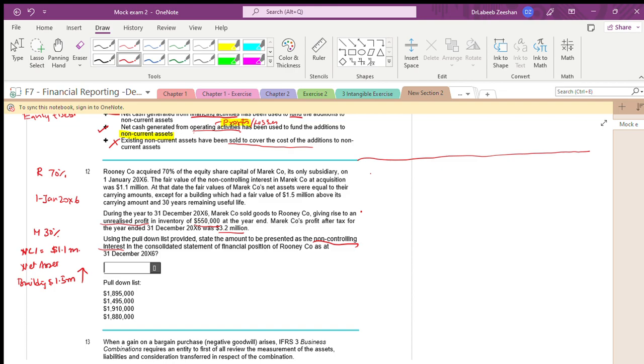What is the formula for how we have to do the NCI? Fair value of NCI, plus 30% of post acquisition of net assets of the subsidiary, minus impairment if we have impairment.